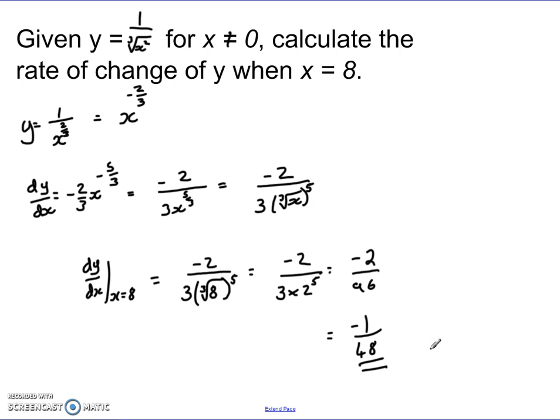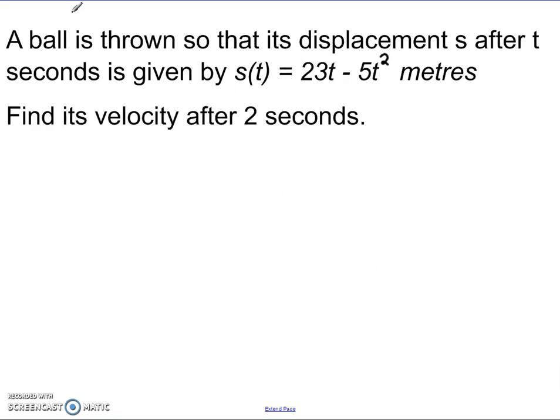So we've calculated the rate of change of the function at that point. We could take this and work in context with it. So we can actually work with that. So let's have a look at a contextual example of it all. So let's imagine I've got the problem where a ball is thrown, so its displacement after t seconds is given by s of t equals 23t minus 5t squared meters. Find its velocity after 2 seconds.